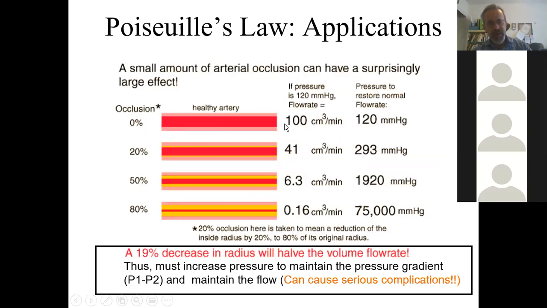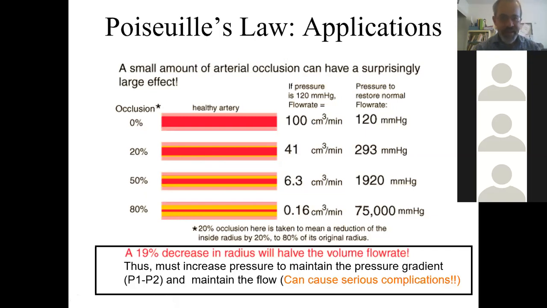assuming we have a flow rate of 100. So one of the things about our blood vessels and our body in general, right, they're always trying to achieve homeostasis. So if there's some sort of disruption, they try to compensate. This person has a healthy artery, their blood flow is 100, say their pressure difference is about 120, just randomly. Say they've got a 20% buildup of plaque in their arteries. This is going to reduce the flow rate to 41, and the pressure that needs to increase to reestablish the normal flow rate is 293, which is not really compatible with life, right?